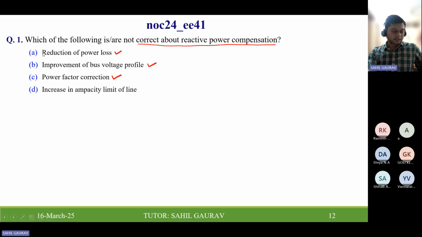Which of the following are not correct about the reactive power compensation? So now reduction of power loss is correct. Improvement of bus voltage profile and power factor correction are also correct.